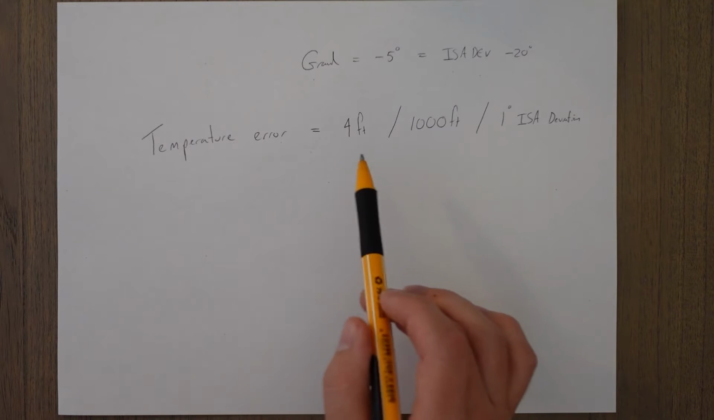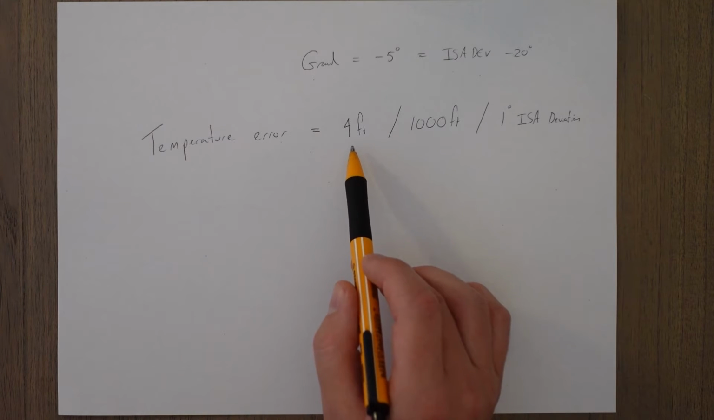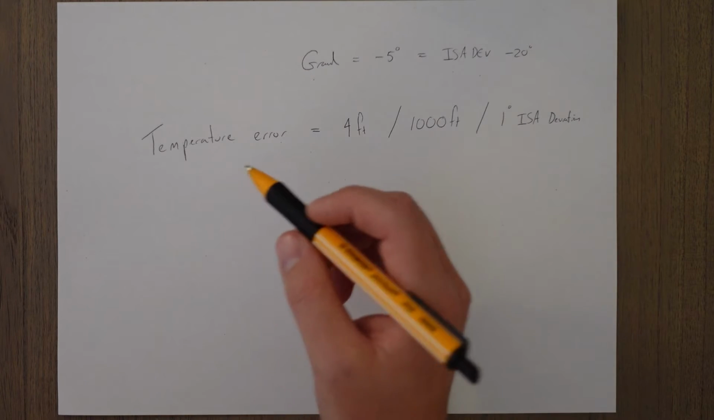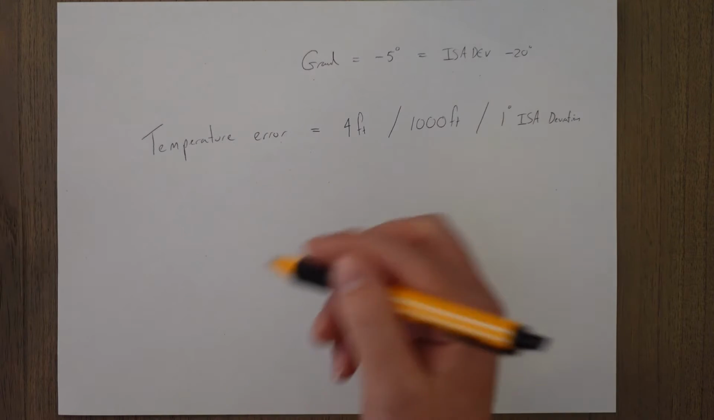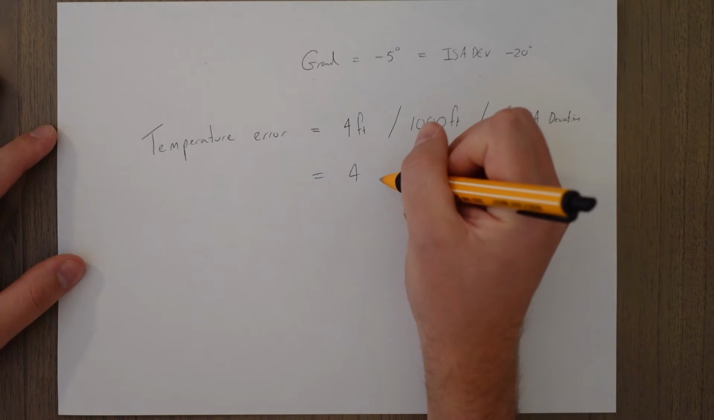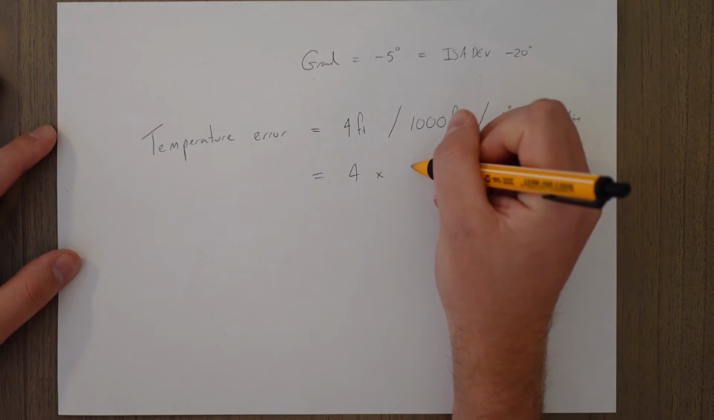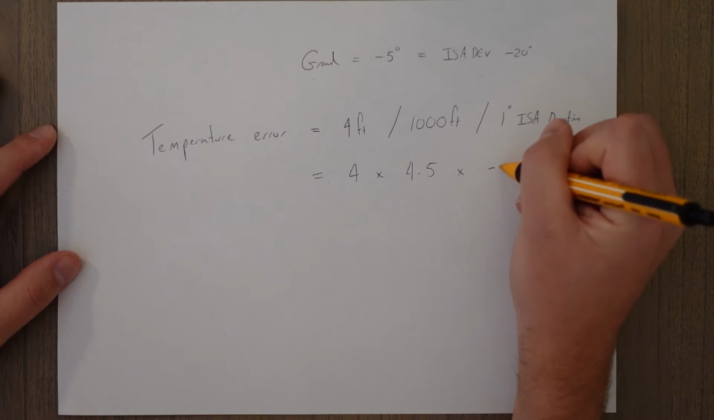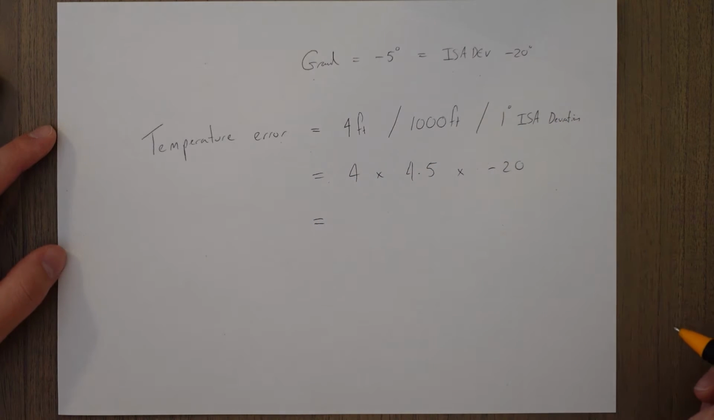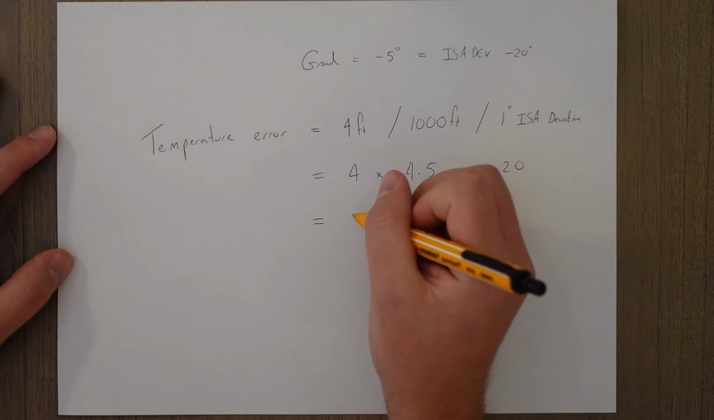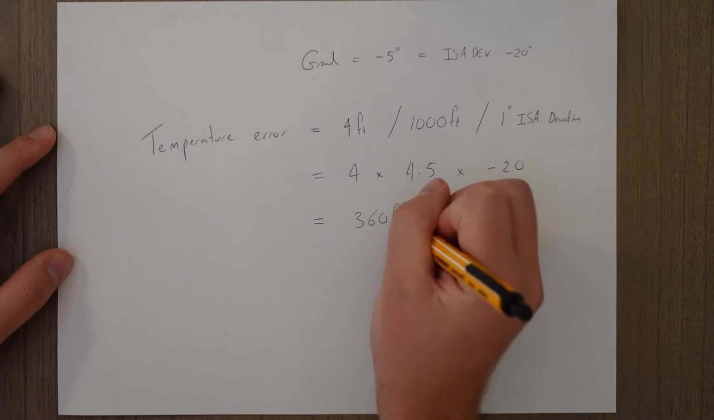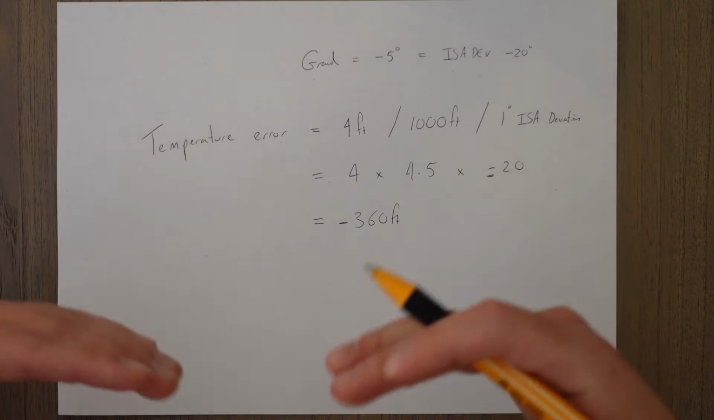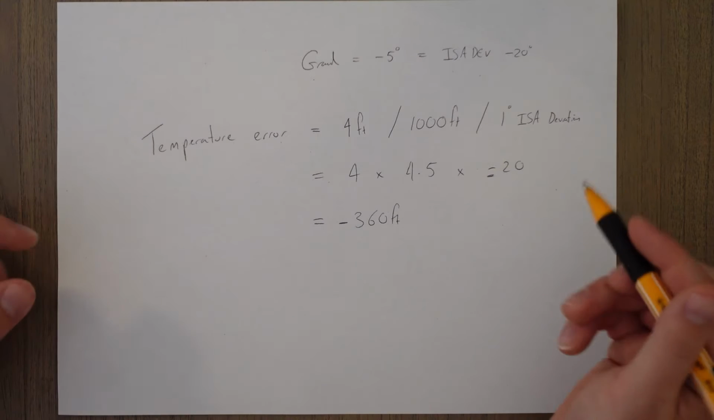So the error that we see in the altimeter is based off of this formula. We have a 4-foot error per 1,000 feet per 1 degree ISA deviation. So for our planned flight level of 045, we have an error which is 4 times the 045 flight level, so let's call it 4.5 thousand feet, times an ISA deviation of -20. That will give us a temperature error of 360 feet. So it's going to be -360 feet. We are 360 feet lower than 4,500 in these conditions.